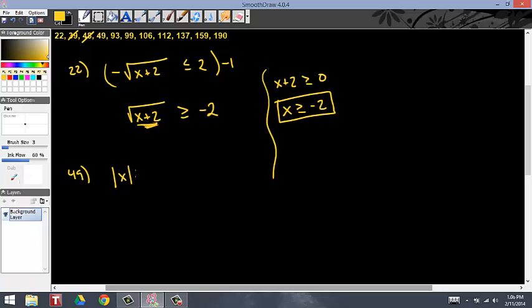Absolute value of x is equal to 4. Here, you break it up into two problems. Negative x equals 4, x equals 4. So on this one, I'm going to multiply both sides by negative 1. I get x equals negative 4.